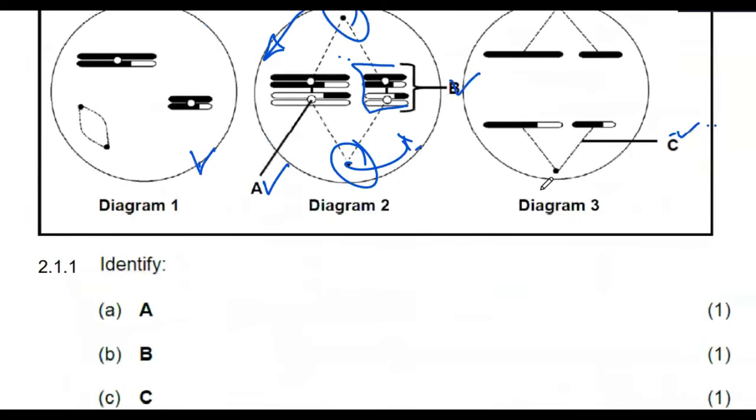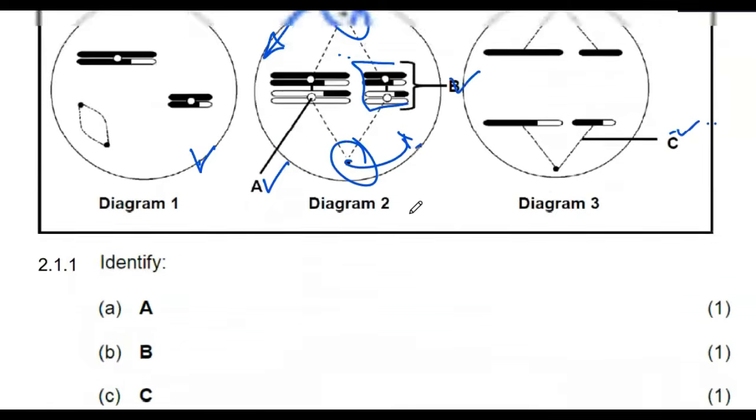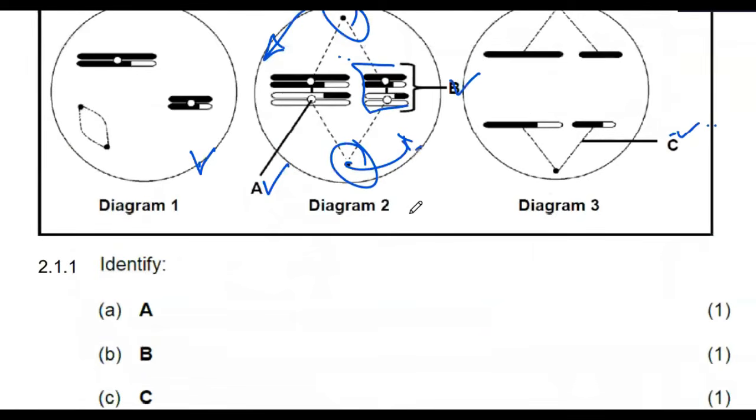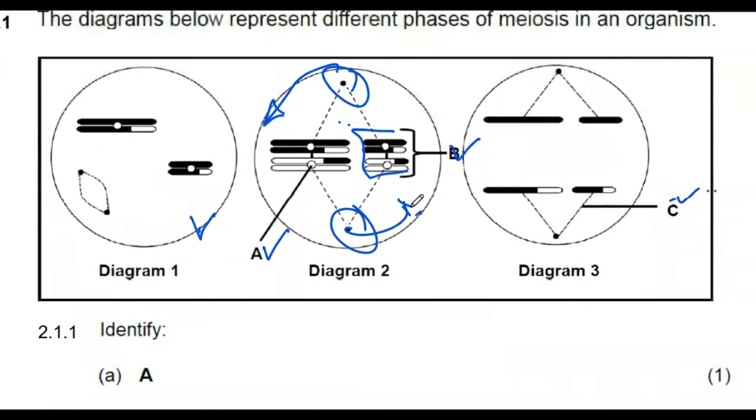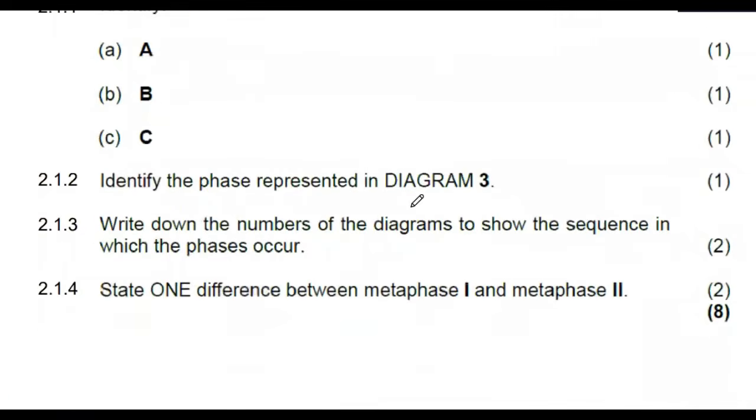Then they say identify A. We have seen it. A is centromere. B, we have seen it, homologous chromosomes. Then C, we have seen it as spindle fibers.